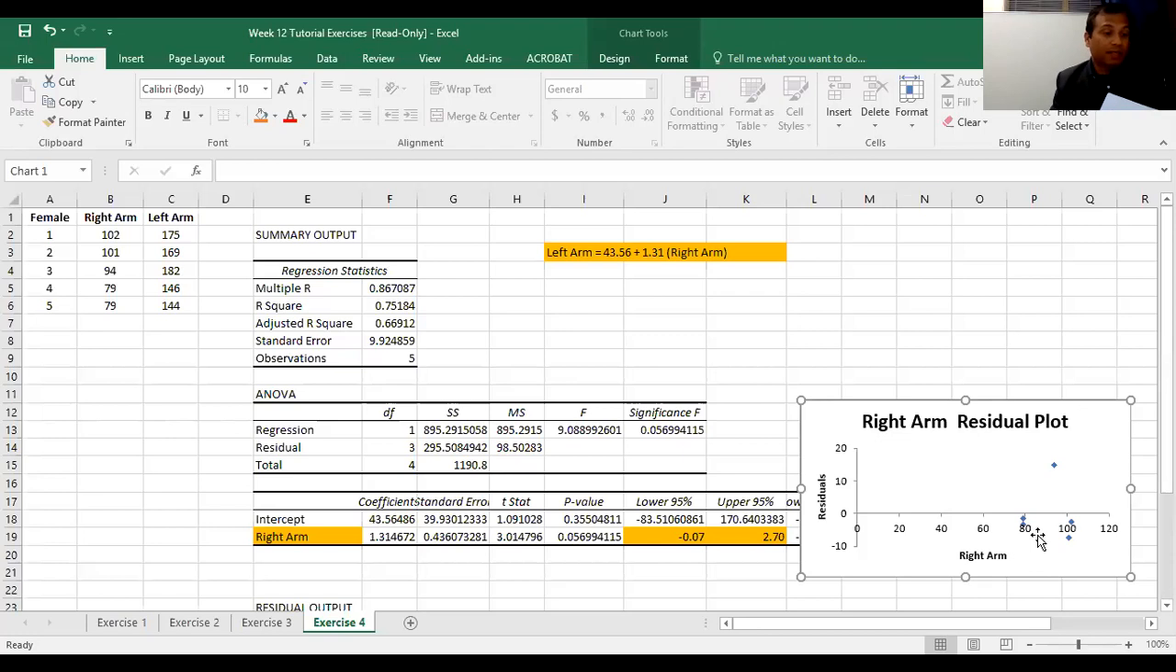So based on this interval we have seen, the coefficient of determination is done. What is the predicted blood pressure in the left arm if the blood pressure in the right arm is 100 mm Hg?